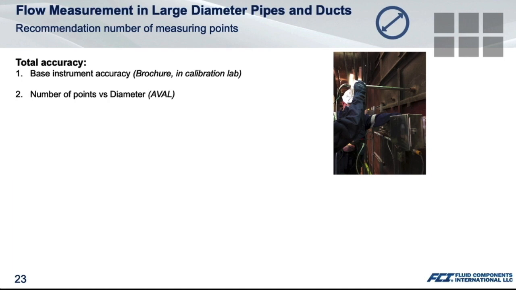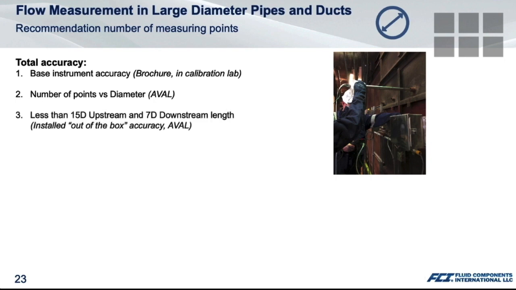Secondly, the determination of the number of measuring points versus the pipe inner diameter. The manufacturer can indicate the additional measurement uncertainty caused by selecting fewer points in a larger pipe diameter. Thirdly, we check the installation conditions, upstream and downstream lengths. If you have less than 15 D upstream and 7 D downstream, typically there is an expectation that there will be an additional measurement error.